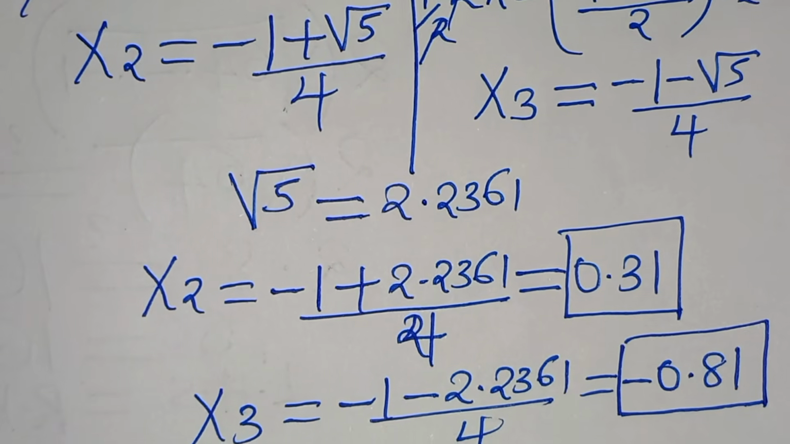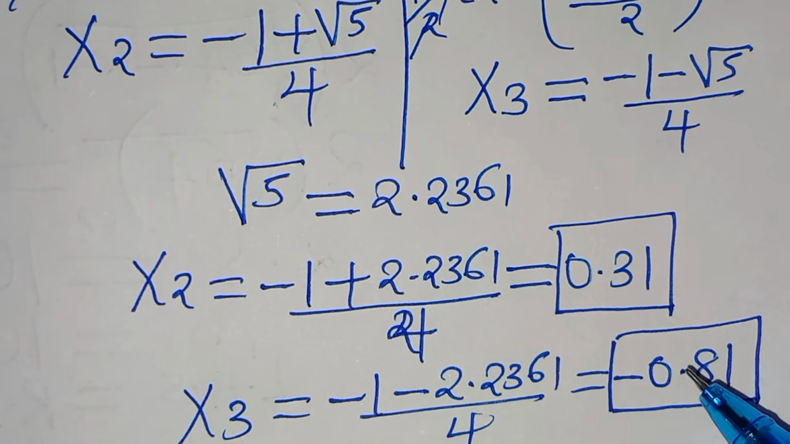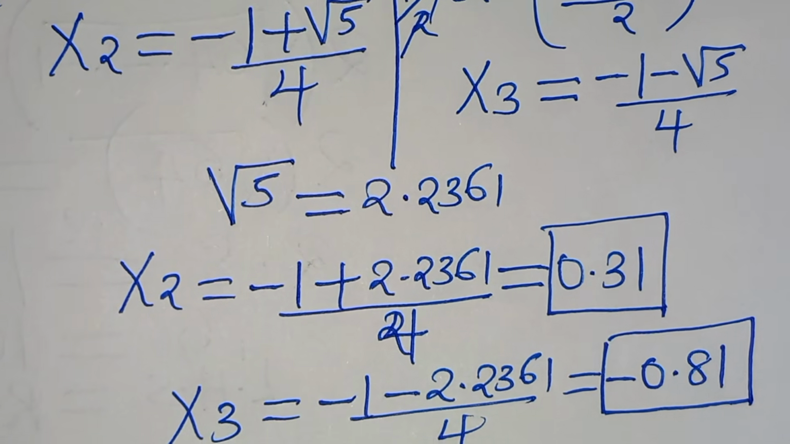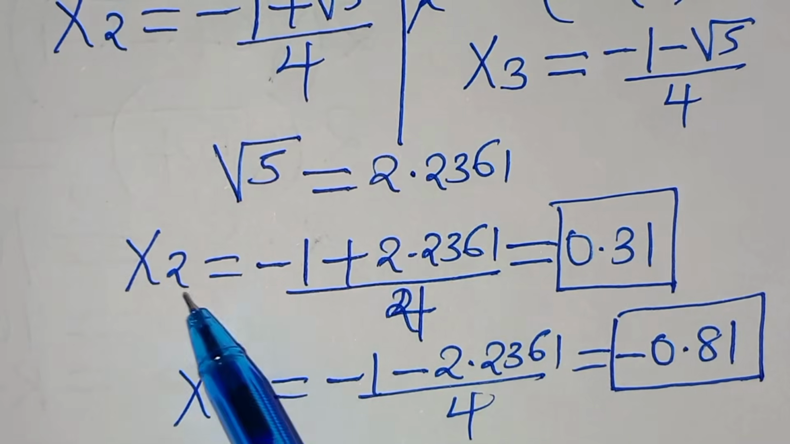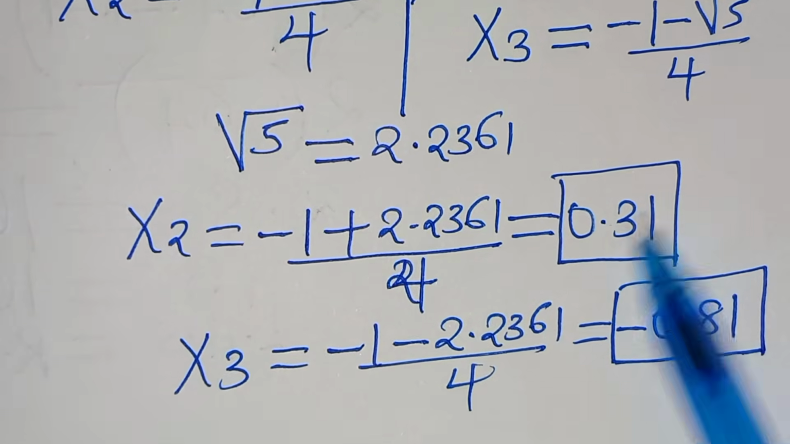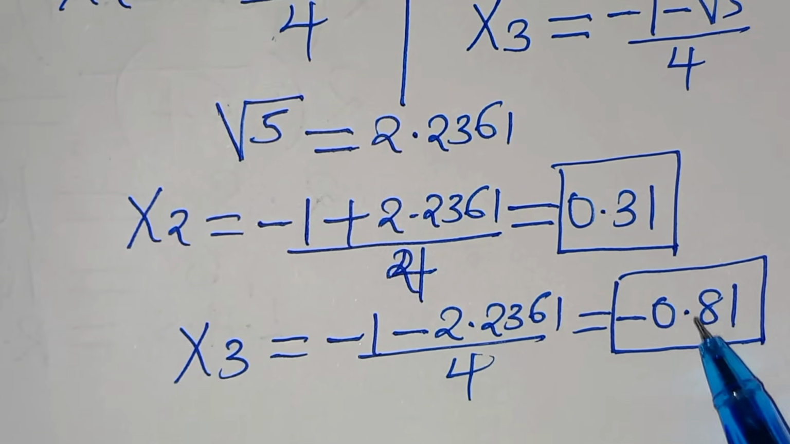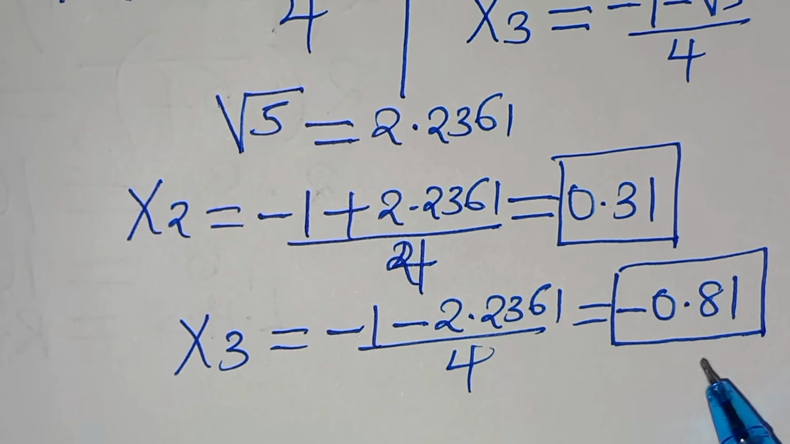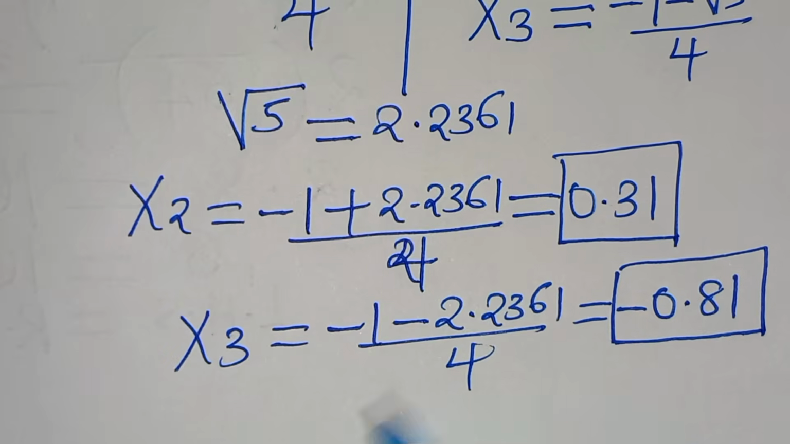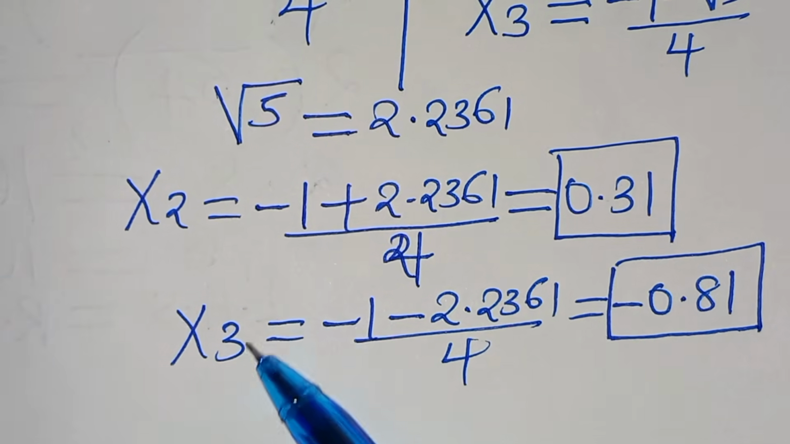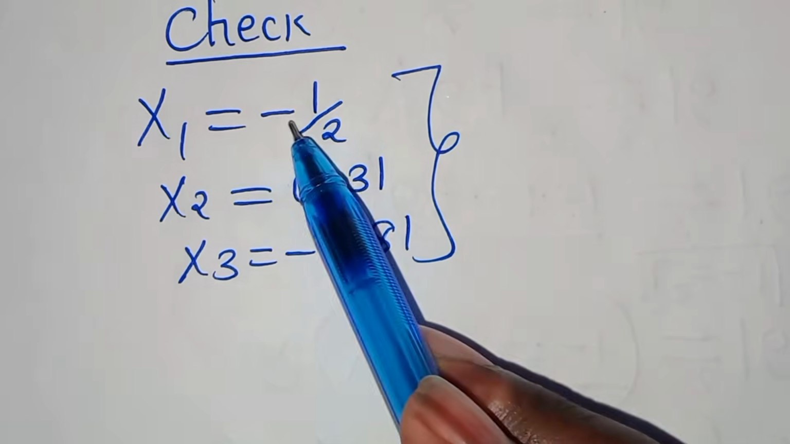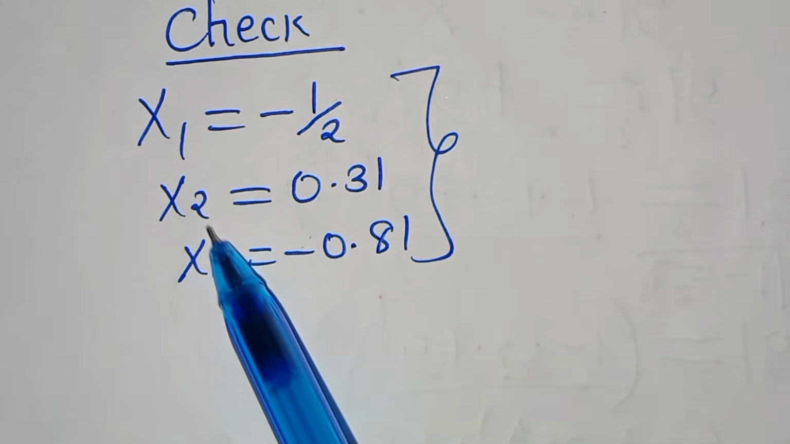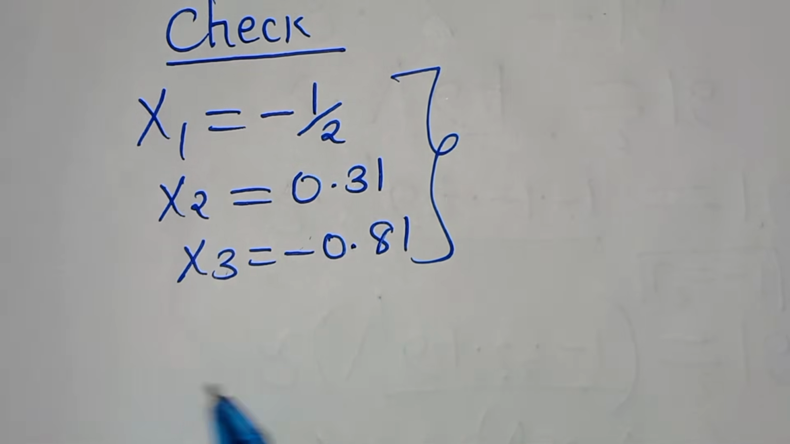Now we have three solutions here. We have x1, which is minus a half. Then we have x2, which is equal to 0.31. Then x3 is minus 0.81. Now the next step here is to check. Let's check if these values of x satisfy the equation. Let's check if these three solutions, x1, x2, and x3, satisfy the equation.